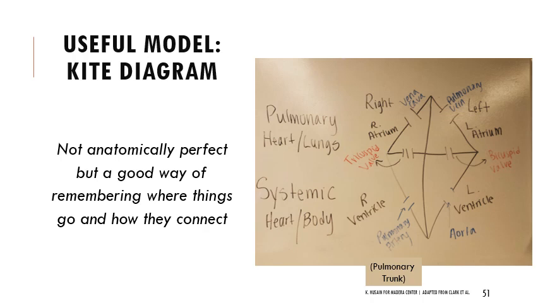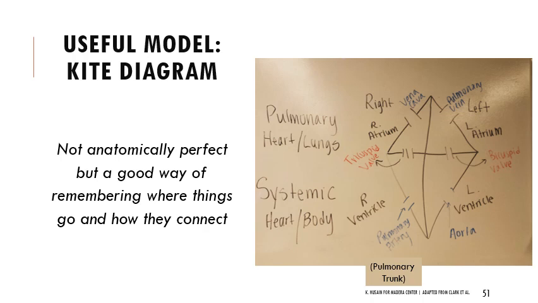The aorta connects to the left ventricle. The vena cava connects to the right atrium, the pulmonary artery connects to the right ventricle, and the pulmonary vein connects to the left atrium. The order in which I said those matters, but that will make a little bit more sense once we talk more about the flow of blood throughout the body.